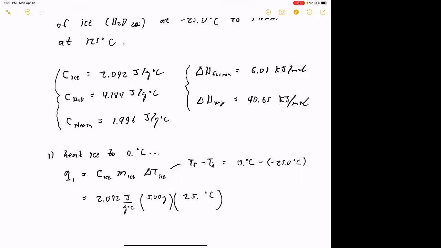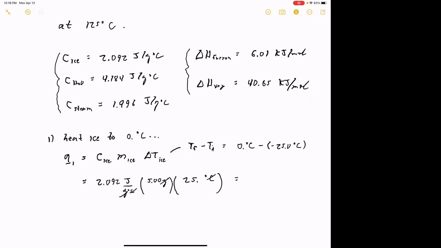All right, so I had to get heat units back out of this. Grams will cancel with grams, degrees C with degrees C, and it looks like I'm good. If I work this out, the calculator tells me 0.262 kilojoules. And that's technically only good to 2 sig figs because of the 2 sig figs I have in my temperature. So that's the first amount of heat that I have to put in, and that gets the ice up to 0 degrees Celsius.